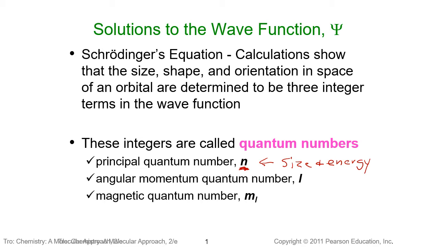The angular momentum quantum number gives us information, and this is a lowercase l. I know it's a little challenging in some fonts, but the angular momentum quantum number, lowercase l, this gives us information about the shape of the orbital. And the magnetic quantum number, which is m sub l, this gives us information about the orientation in space. And the combination of these three quantum numbers are like an address for our electron inside the atom.